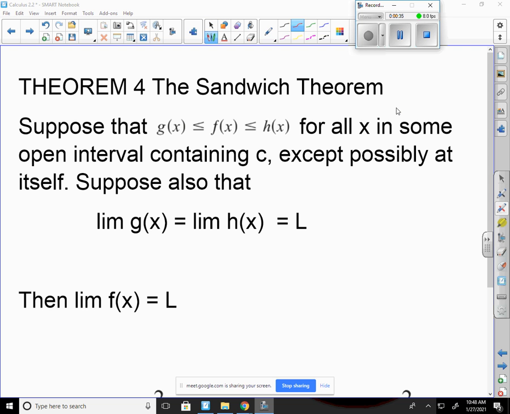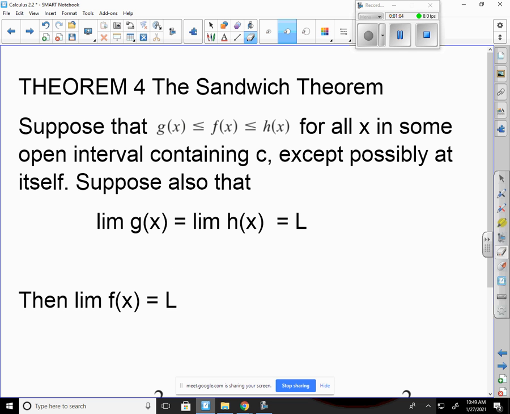Suppose also that the limit of g of x as x approaches c, it doesn't even matter what number, is equal to the limit of h of x, which is equal to L. So I have some limit that occurs, and the limit of g of x and the limit of h of x equal the same thing. So basically, that tells me that the limit of f of x equals L.